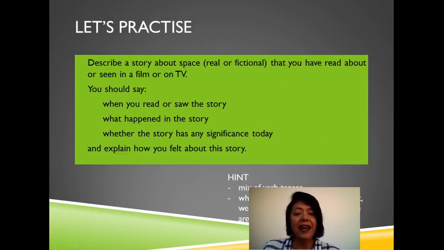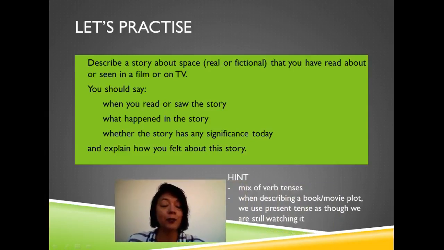So, the next topic that I said we would practice is talking about a movie, a book maybe. Describe a story about space that you have read about or seen in a film or on TV. You should say when you read or you saw the story, what happened in the story, whether the story has any significance today, and explain how you felt about the story.